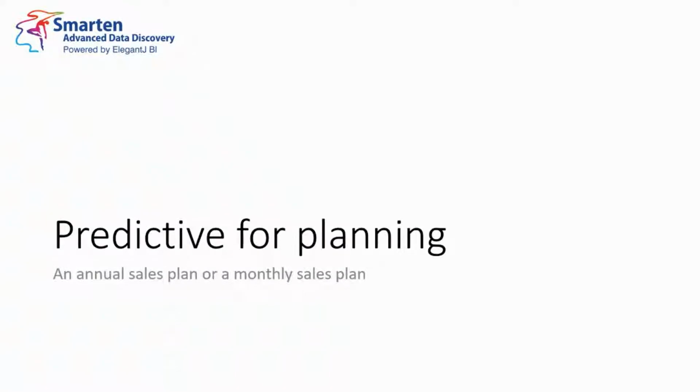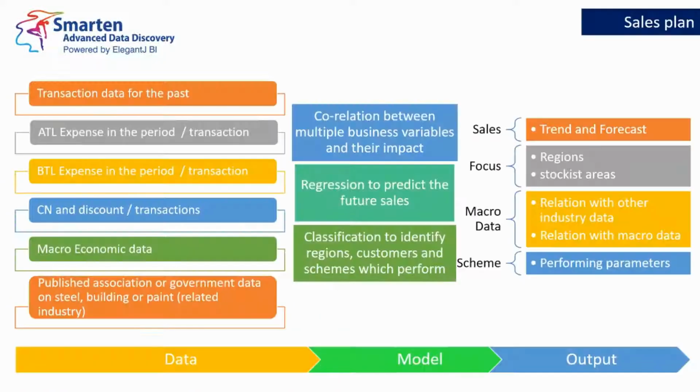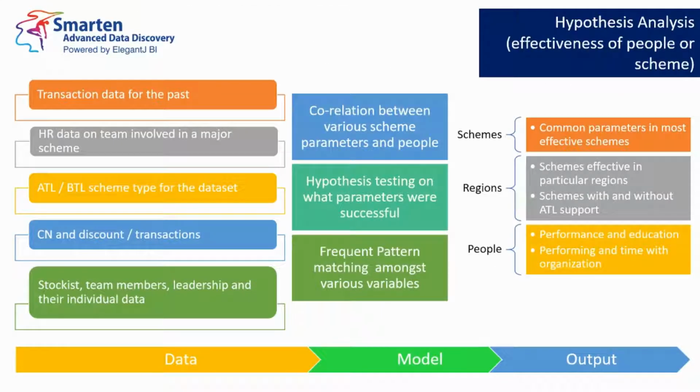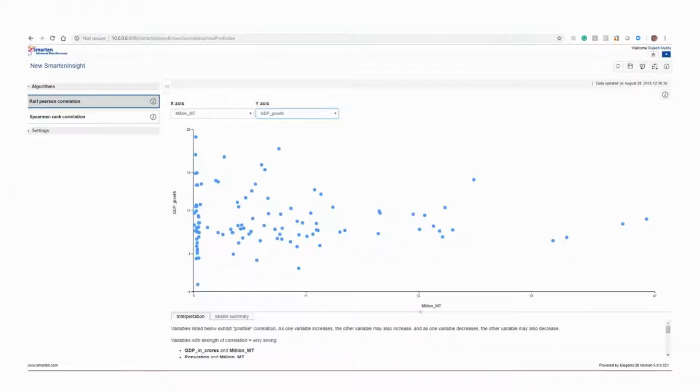And then we can have a model for planning. Basically, you can have the credit notes, discounts, and macroeconomic data, combine them, run a regression, and do a trend and a forecast. You can get the focus areas, the macro data which it will connect to, and the performing parameters. You can also do hypothesis tests, whether it is the people or the sales scheme which is more effective, what matters the most.